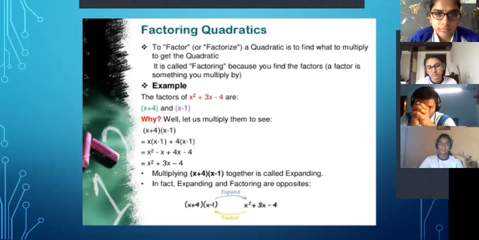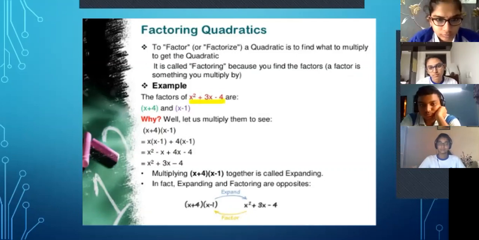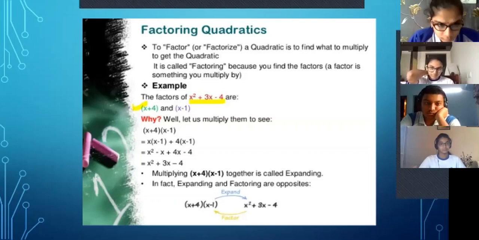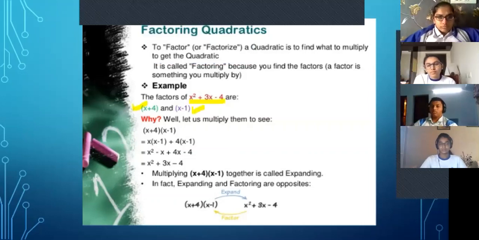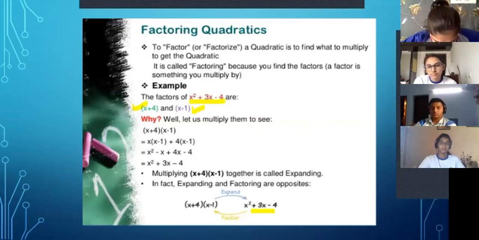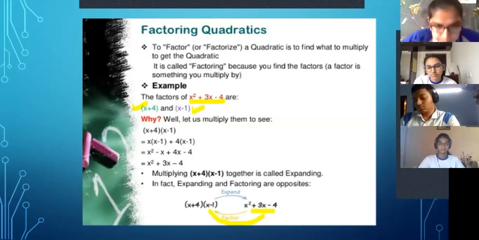Let's move ahead. You might have done this in 8th or 9th. When you have something like x square plus 3x minus 4, you try to find out the factors. We'll do how to find them ahead. Suppose we say that x plus 4 and x minus 1 are the two factors. Then what are we actually doing? When we are breaking down x square plus 3x minus 4 into factors, we are basically factorizing it. Am I right?